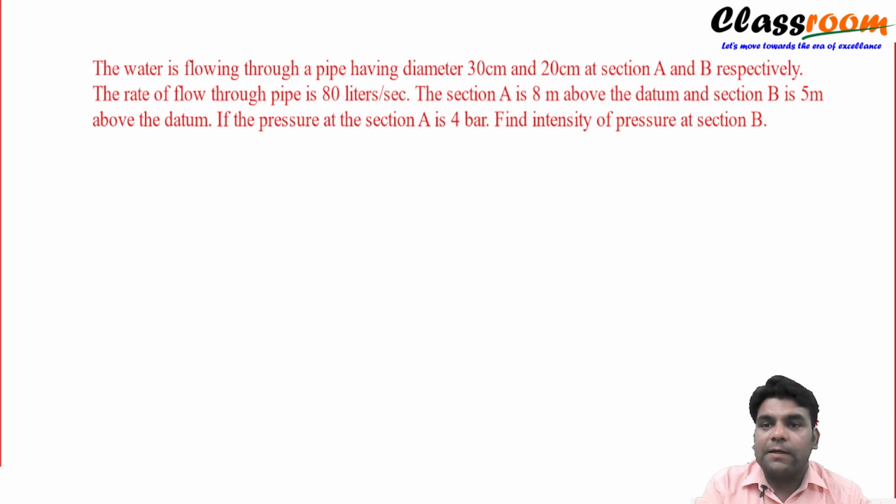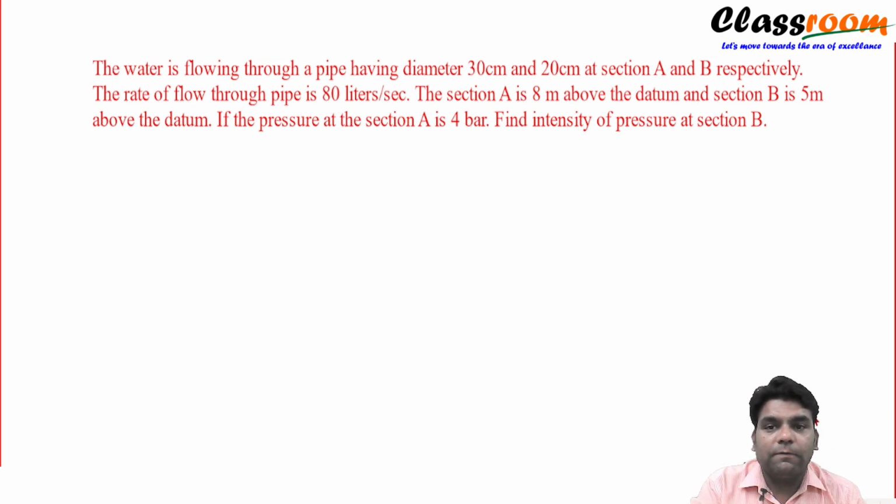So let's read the problem first. The water is flowing through a pipe having diameter 30 cm and 20 cm at sections A and B respectively. The rate of flow through the pipe is 80 liters per second. Section A is 8 meters above the datum and section B is 5 meters above the datum. If the pressure at section A is 4 bar, then find the intensity of pressure at section B.